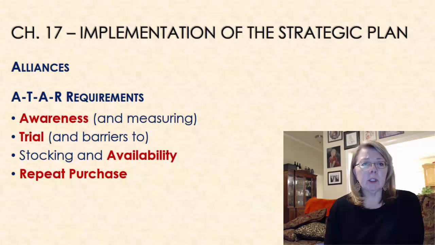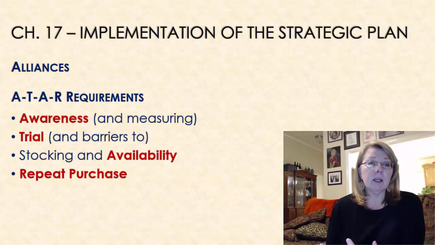And then finally here we're going to talk about the ATAR requirements. And really this is what it's all about when it comes to launching a new product. You've got to make people aware, and you would like to be able to measure that awareness. So there's some discussion of that in the chapter. You've got to get people to try your product, and there's also discussion in here about things that make that hard and how you get around those. You've got to make your product available, make it where people are shopping, so that they can find it and have a chance to try it. And then you want to be able to get people to do a repeat purchase, buy it again. So those are really four very key points to putting a new product on the market.